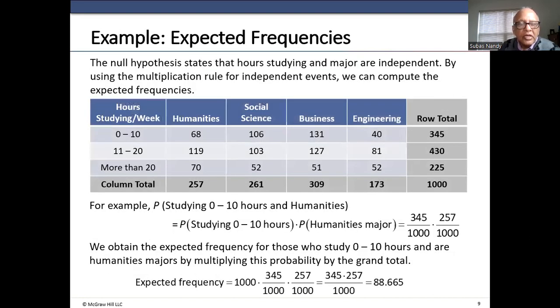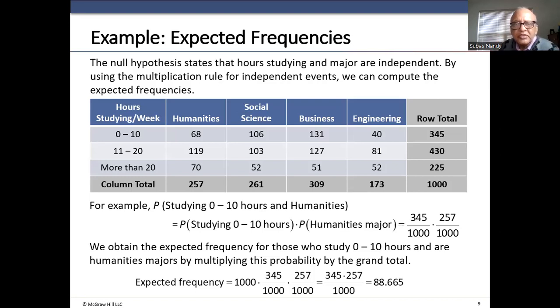In each case, we first have to find the row totals. There are three row totals, in the last column. We also need to find each column total, which is in the last row, and there are four of those. If you add all the row totals in the last column, you will get 1,000. Also, if you add all the column totals in the last row, 257 plus 261 plus 309 plus 173, you get 1,000.